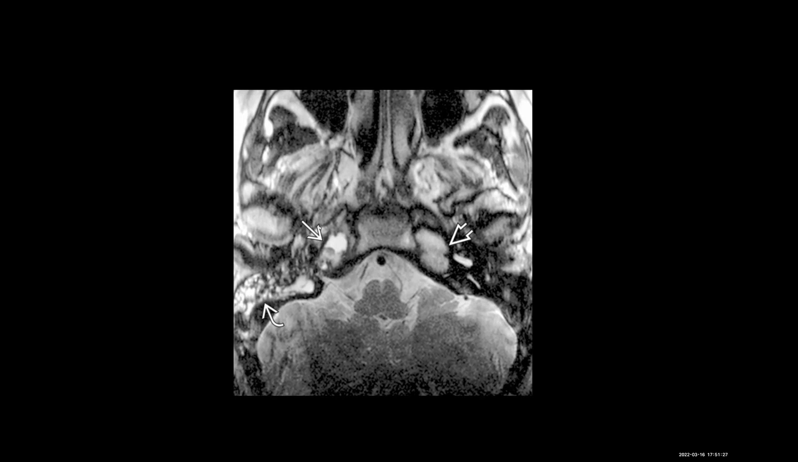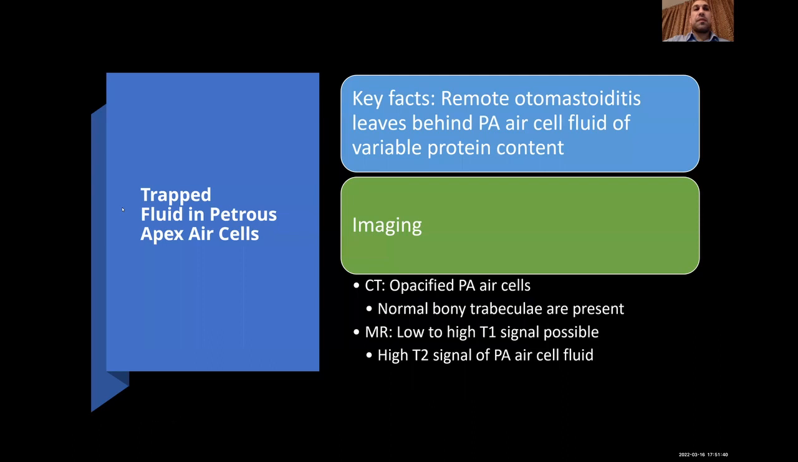Okay, here it is. Entrapped fluid in the petrous apex. Okay, this is entrapped fluid in the petrous apex, as we described. It's a high T2 signal. There is no expansion. High T1 or low T1? It can be high T1 if it contains proteinaceous content.